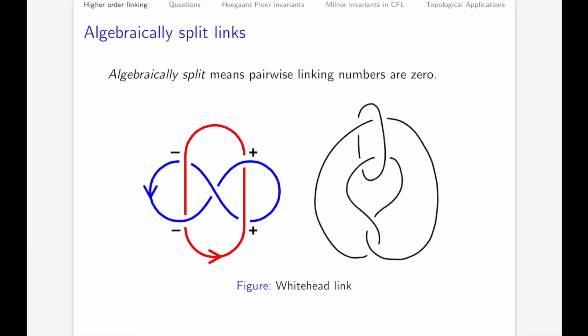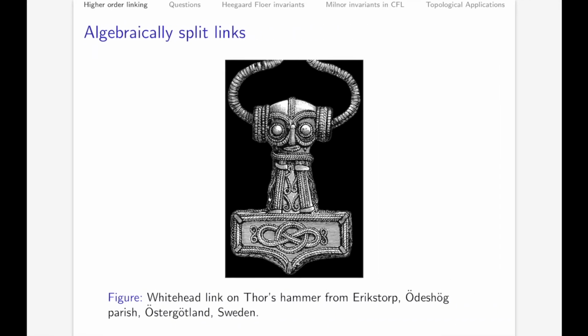The Whitehead link holds a really special place in art and history. You can see it here emblemized on Thor's hammer, a drawing of Thor's hammer from a book from 1906 by Montelius about the cultural history of Sweden. And it shows up in all sorts of different places. It's a classic linking number 0 link.